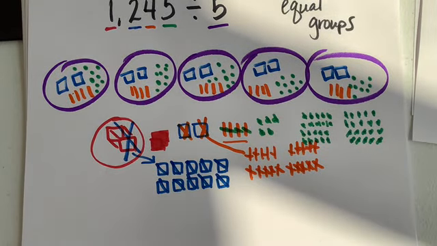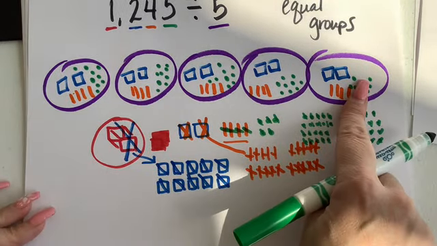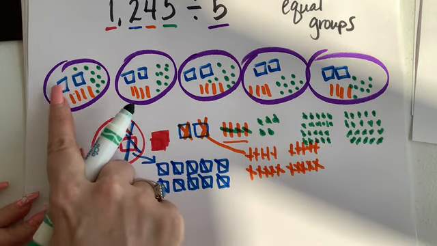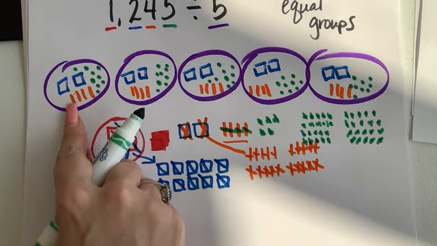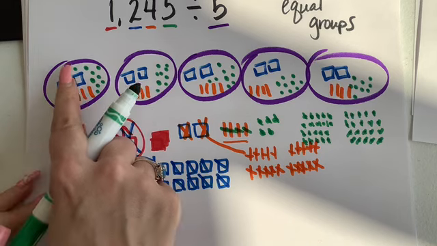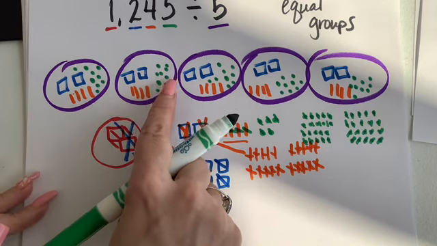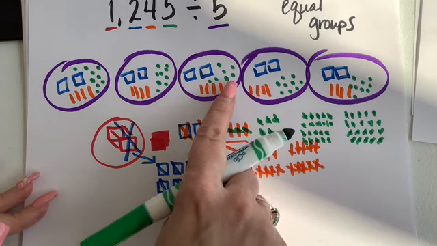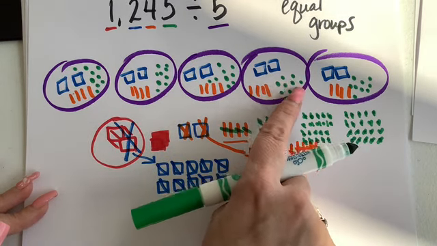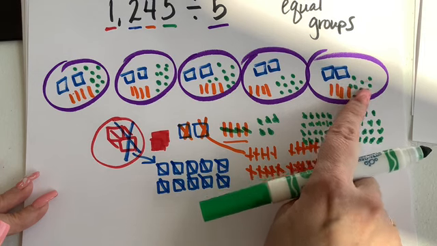So I need to make sure that my representations are correct because I've shared everything, but let's just make sure. I know I checked my hundreds and I checked my tens, but let's check our ones. So we have 1, 2, 3, 4, 5, 6, 7, 8, 9 in each of the groups.